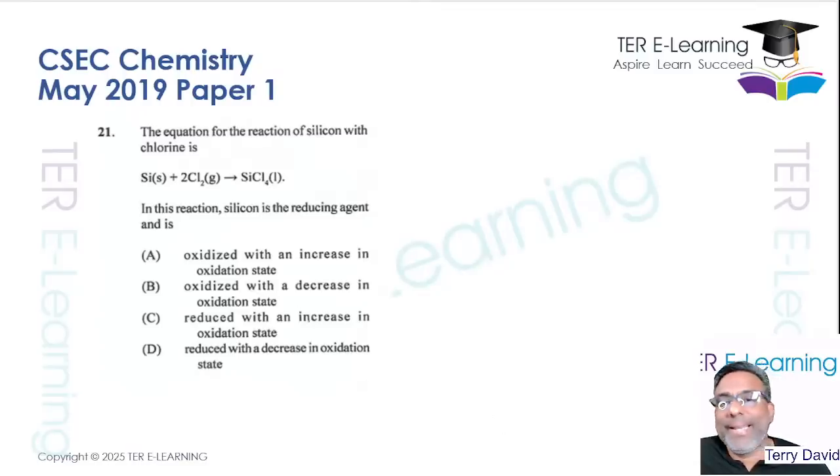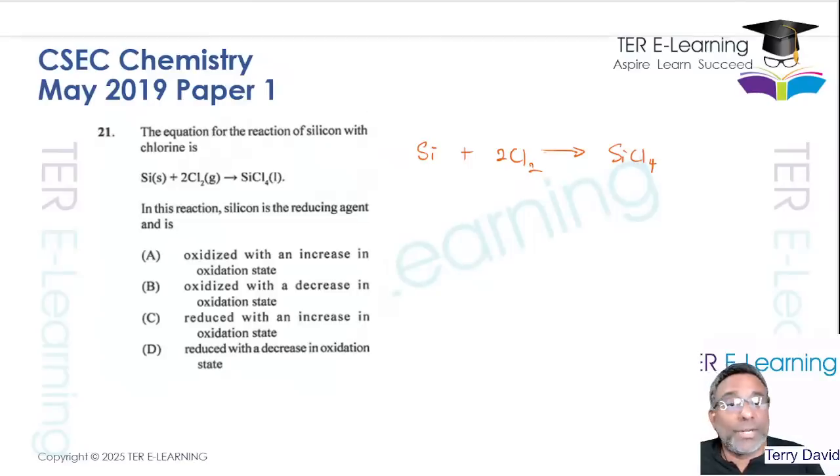So students are saying 8. Now there are several ways you can work this out. So you have silicon plus 2Cl2, and that's producing SiCl4. Now in terms of oxidation numbers, you can look at it that way, but you don't really need to, because they told us here that silicon is the reducing agent.